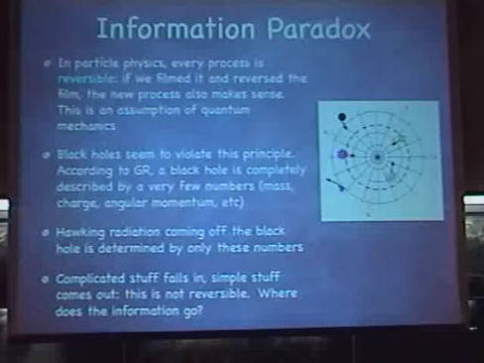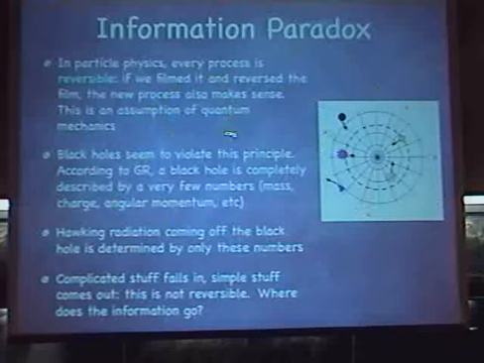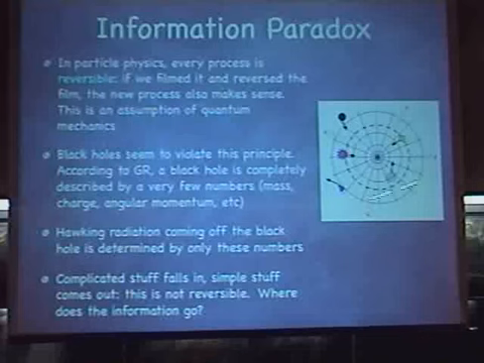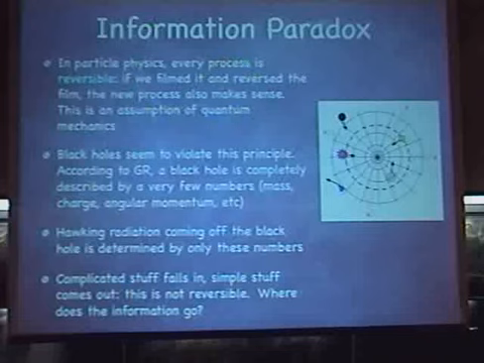It seems to have evaporated, and there's no way that we could film this process and then reverse the film and run it for you guys and have you not realize that I reversed the film. It's completely distinguishable. This is in conflict with the assumptions of quantum mechanics. This is called the information paradox, and it's the first problem with gravity that I'm going to name. This is a conflict between quantum mechanics and general relativity.